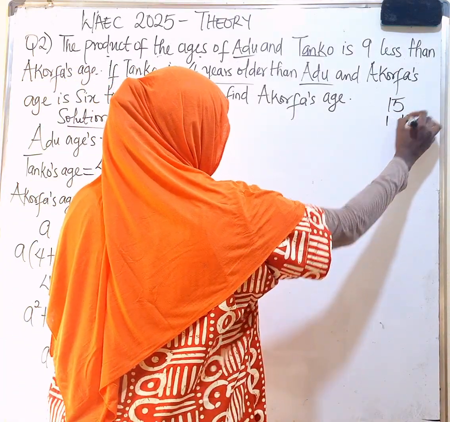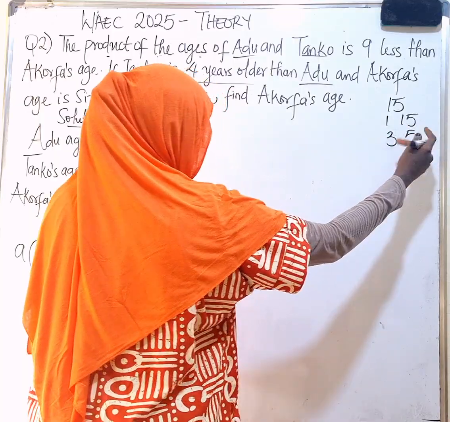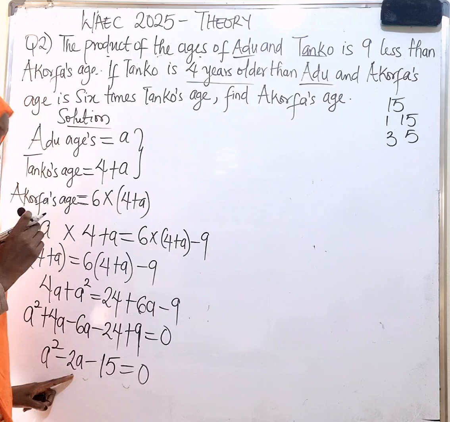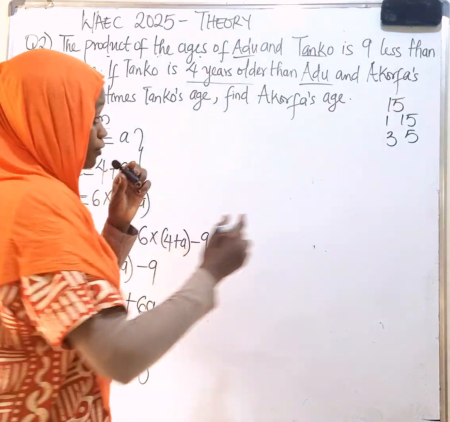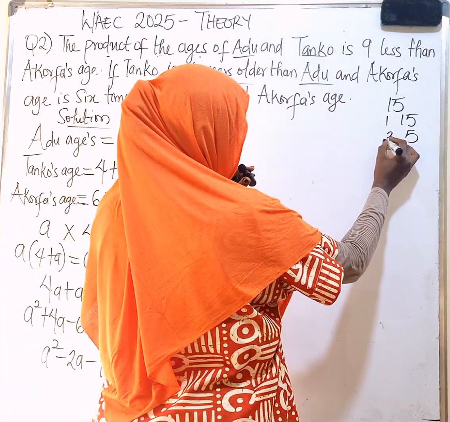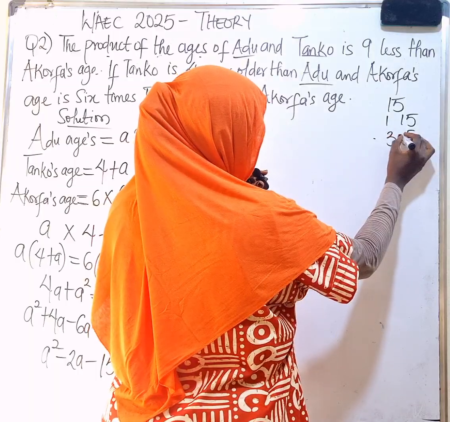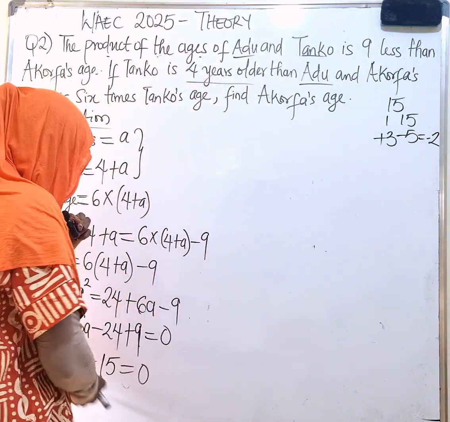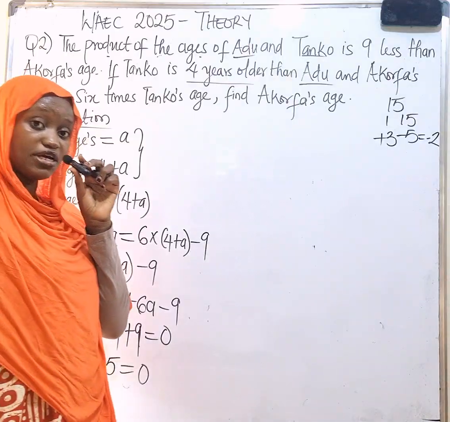We have 1 and 15, we have 3 and 5, right? So what do we do to any of these two factors to give us the middle value, which is minus 2? We can say this 3 here will be plus 3 minus 5. This will give us minus 2, right? Good. So we're going to substitute minus 2A with plus 3A minus 5A.